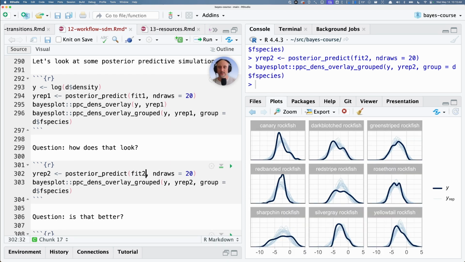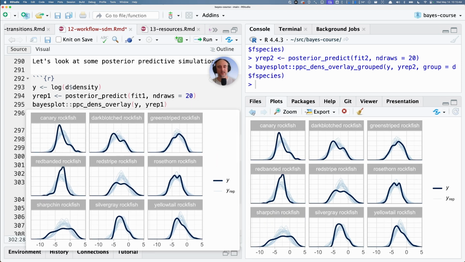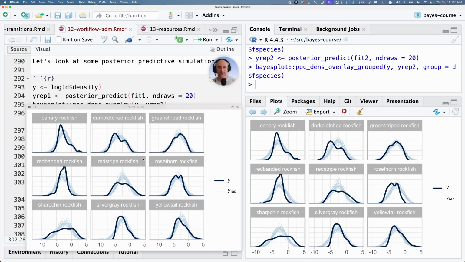So now I'm going to do the same thing for the second model. This has different curves by species. So I'll go back and forth. Actually, maybe I'll just take a screenshot. So this is the second model, it's going to be on the left, and the first model here on the right. Some of them, like rosethorn rockfish, look better now here on the left. Yellowtail rockfish looks better and kind of acceptable now. Dark blotch looks better, and green stripe looks about the same.